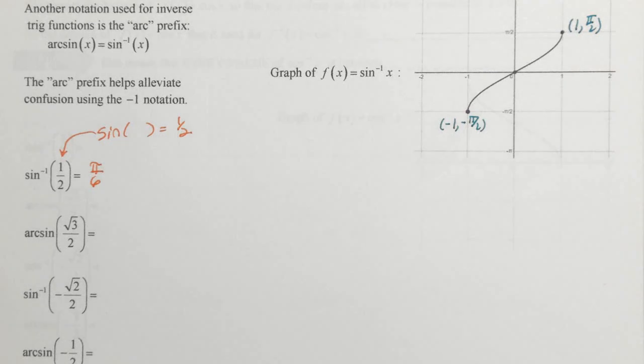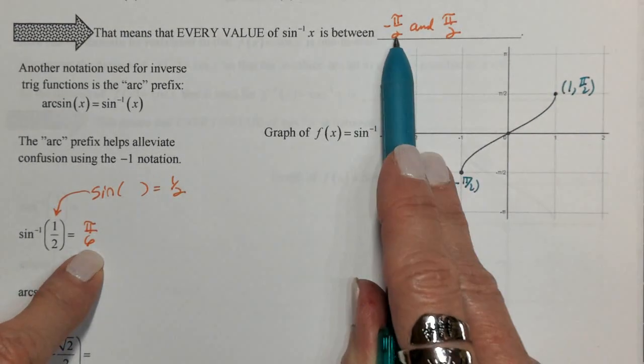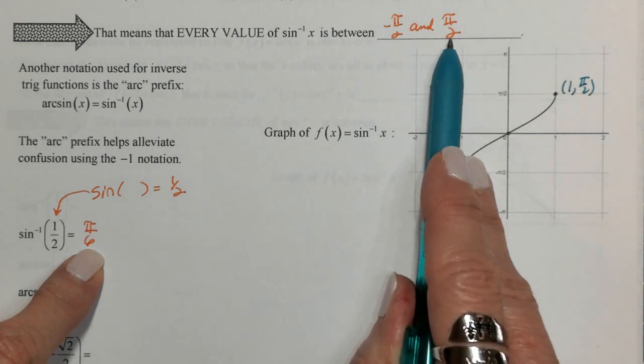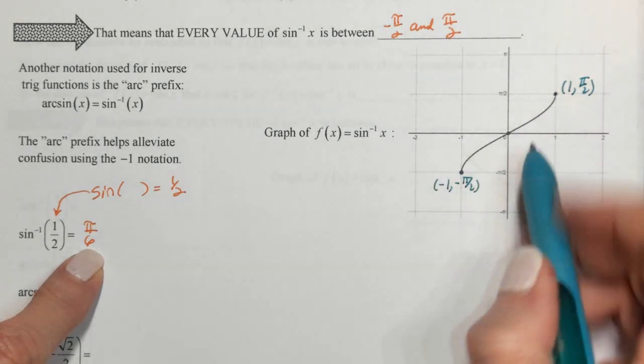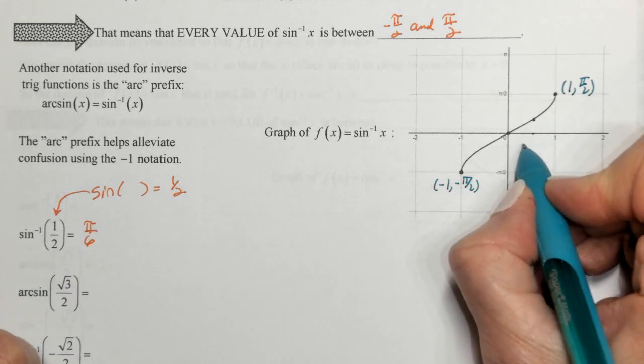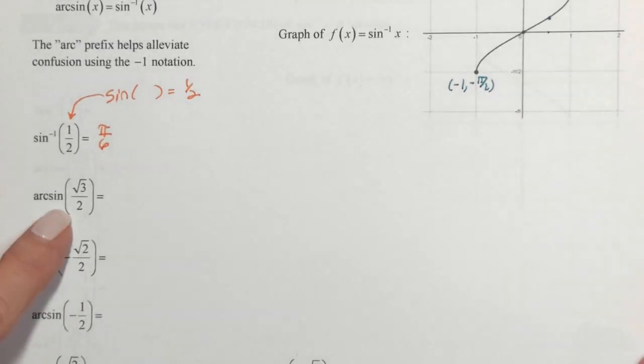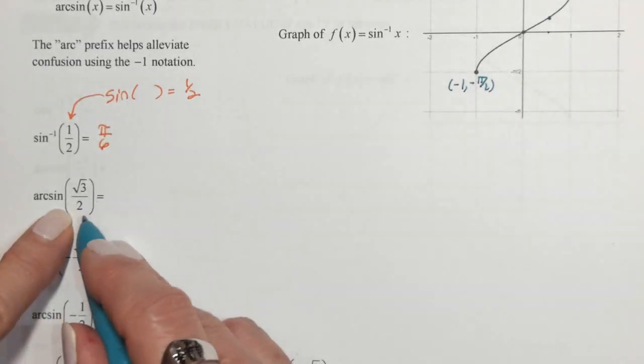Okay, so notice that pi over 6 is indeed between negative pi over 2 and pi over 2. It is indeed between there. So if we go to a half on this function, right there would be pi over 6. Okay, what would arc sine of square root 3 over 2 be?